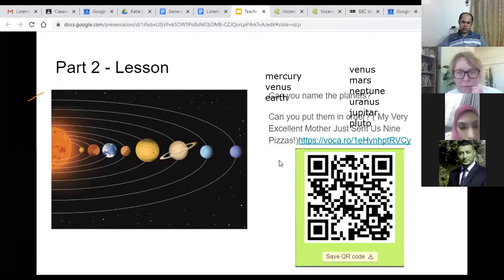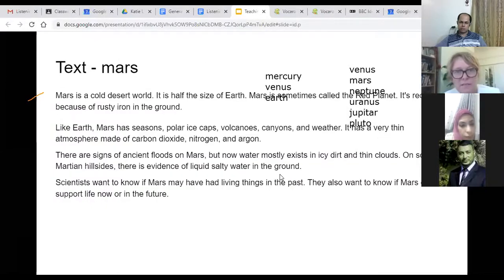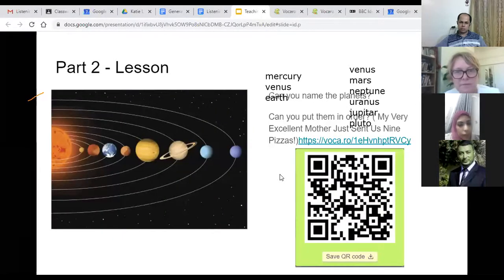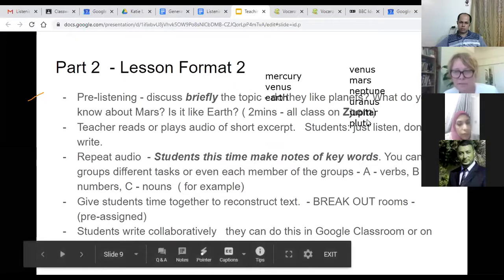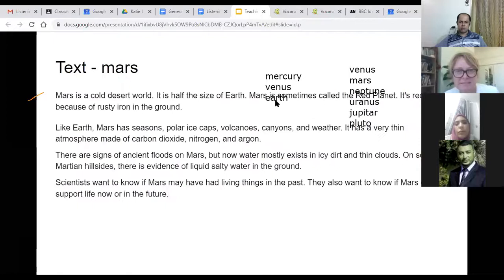I think they can use it for dictation. Yeah, they can use it for all sorts of things. But this is a very good idea for developing their listening, so going into listening skills. I don't know where that writing has come from, but anyway.